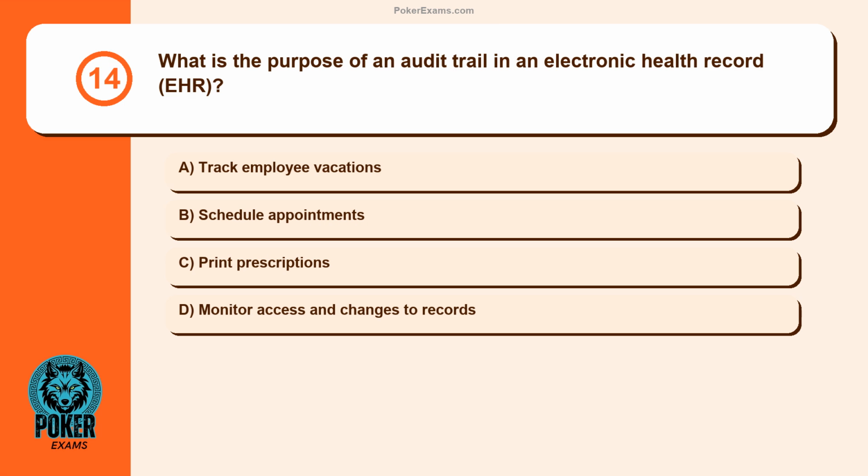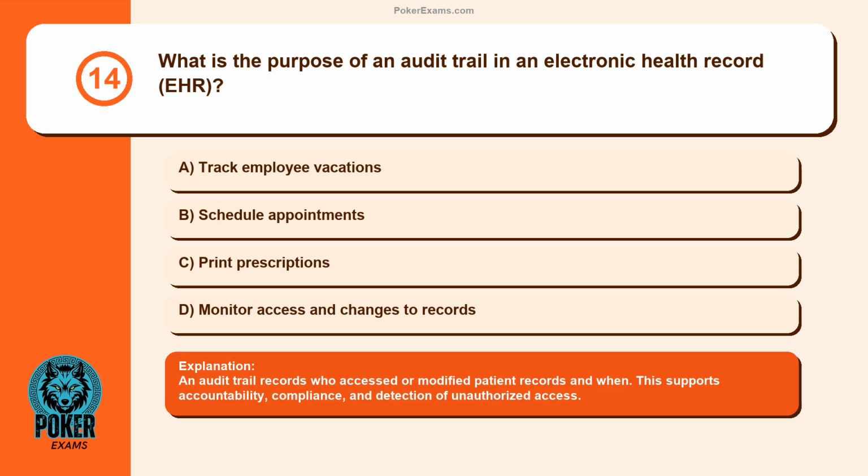Question 14. What is the purpose of an audit trail in an electronic health record, EHR? Track employee vacations, schedule appointments, print prescriptions, monitor access and changes to records. An audit trail records who accessed or modified patient records and when. This supports accountability, compliance, and detection of unauthorized access.